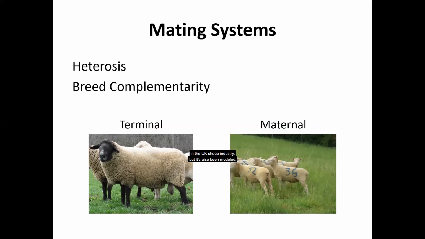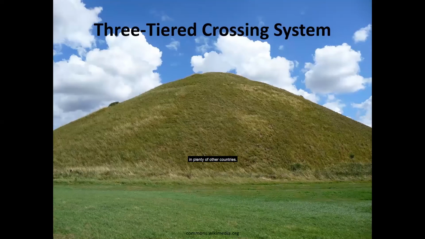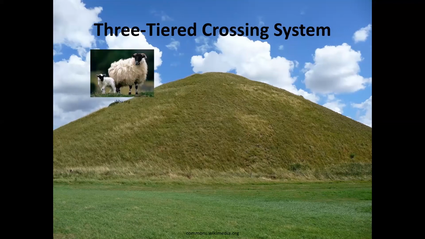I want to close giving an example of a strategic crossing system that's used widely in the UK sheep industry, but has also been modeled in plenty of other countries and other species because it's a very elegant combination of those two concepts, heterosis and breed complementarity, harnessing those natural powers in a system that allows them to be used to full advantage. Okay, so we're going to start out with what I'm going to describe as a hill sheep.